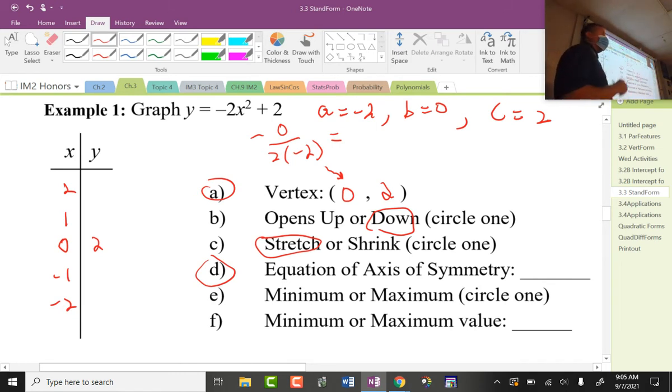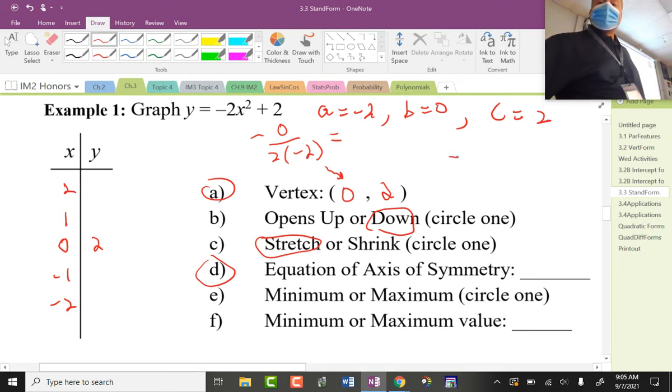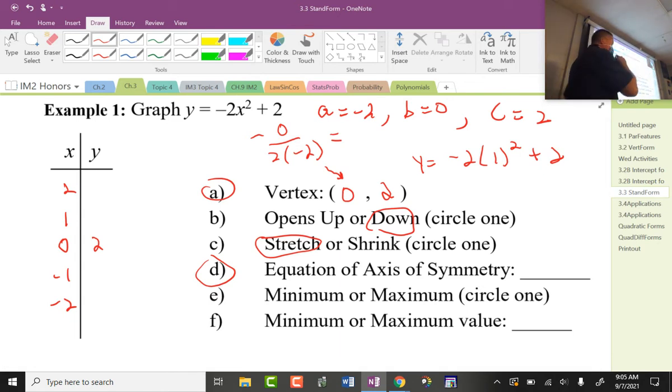Symmetry. And I hope you don't have to plug these in and actually write this out. But if you do, go ahead. So I inputted 1 for x to solve for y. And this one does say y, so it's not in function notation, which is okay. 1 squared is 1. 1 times -2 plus 2 is 0.